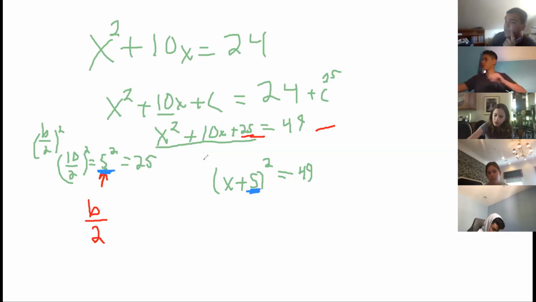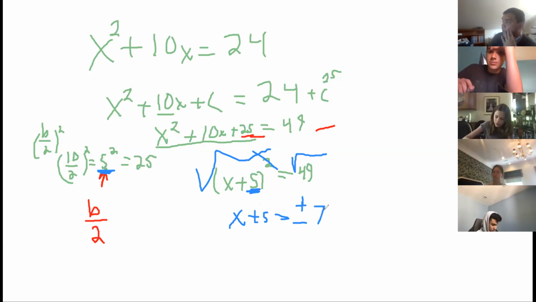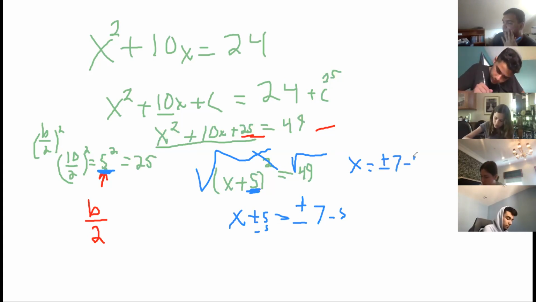Okay. So then we're going to square root both sides. When we square root this, it's very nice because it cancels out. So it's just x plus 5, it stays safe. Over here, though, this 49 is not as lucky. It's going to become plus or minus 7, because the square root of 49 is 7. Go to subtract 5, subtract 5. So x equals plus or minus 7 minus 5. That right there is super sloppy. I apologize. Right here. Okay.